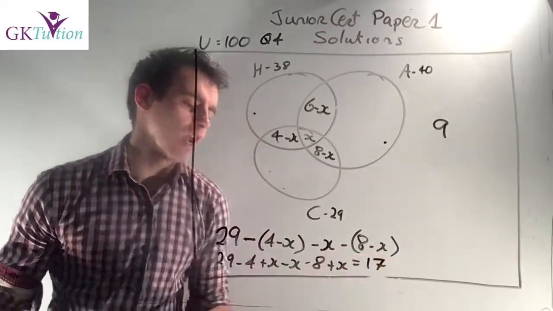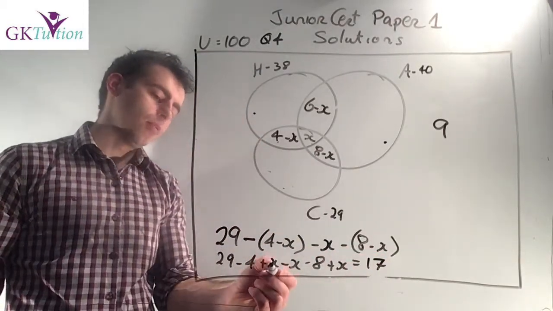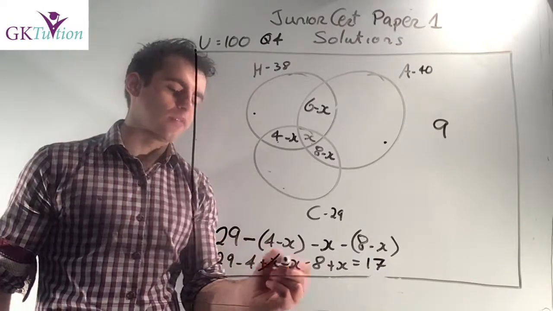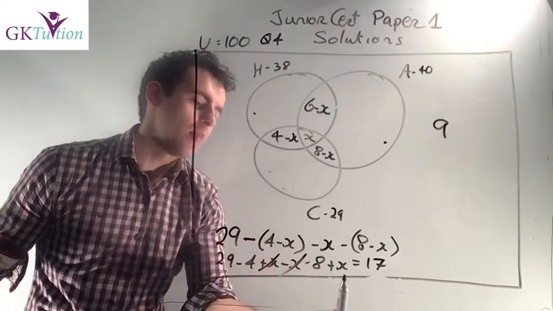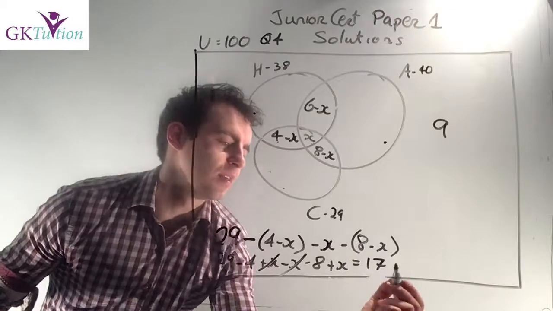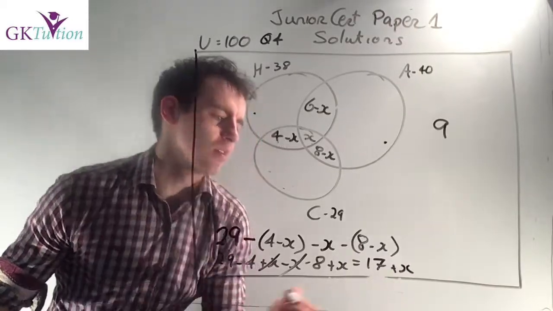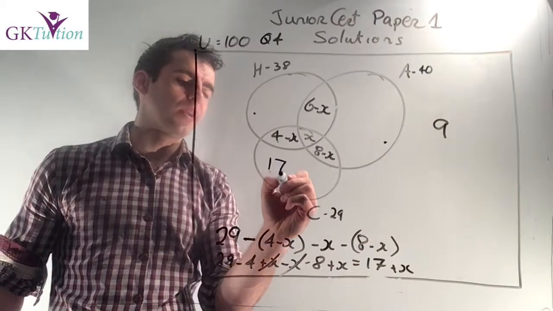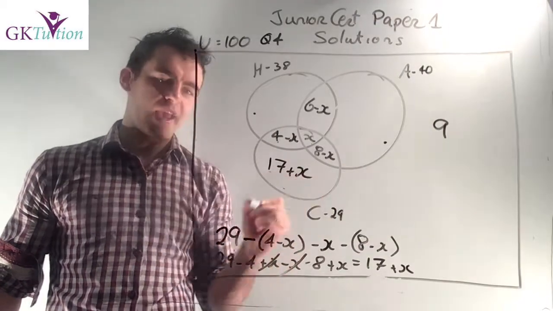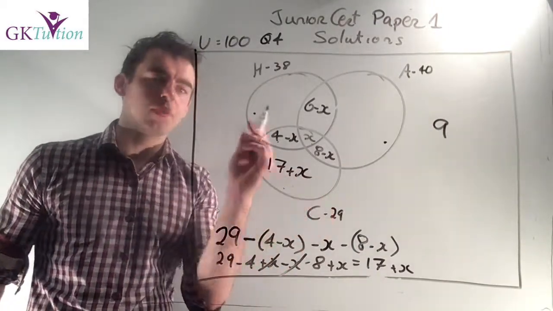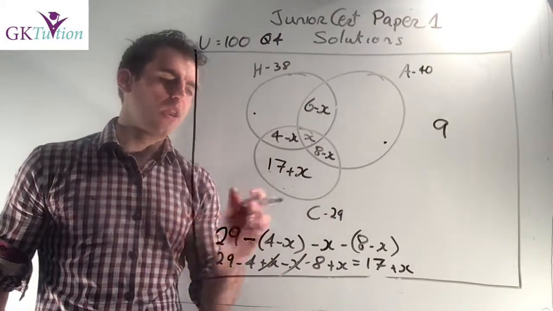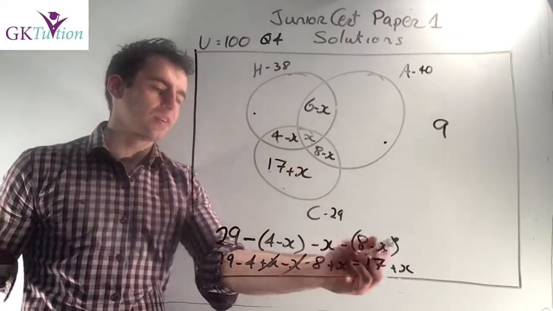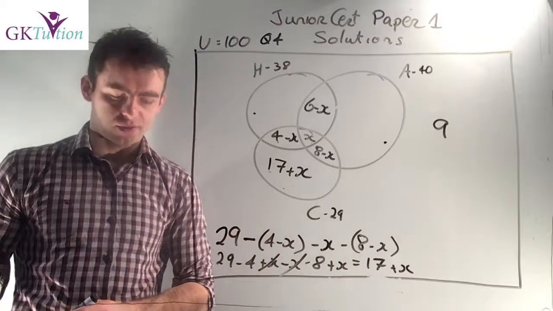But something strange happens with your x's here. You have a plus x and a minus x, so obviously they're going to cancel each other out, and then you're left with a plus x. So it's actually a plus x that goes there. 29 minus those 3 sections will end up being 17 plus x. So that's how many people only liked comedy films. A lot of people ended up with a minus x there, so you're better off to drag that one out.